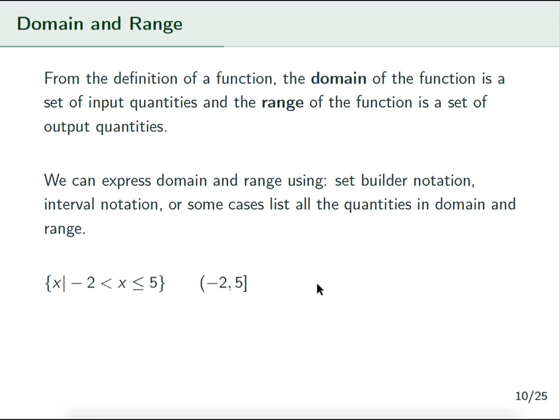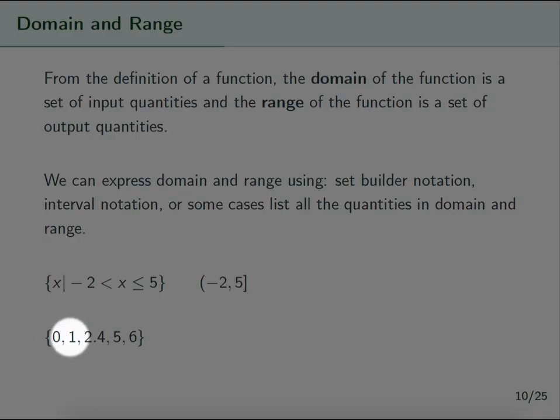And one last way we can express a domain is by listing all the values. This is different from the ones on top. Here we list all the numbers. In this case we have 0, 1, 2, 4, 5, and 6, so we have a finite number of values and can list all of them. But in the other two cases, we cannot list all of them because there are infinitely many quantities between those two numbers. That's why we cannot list them. Same here.